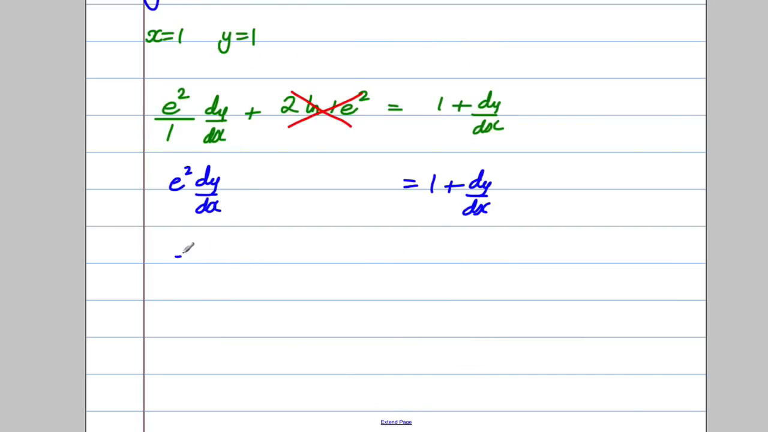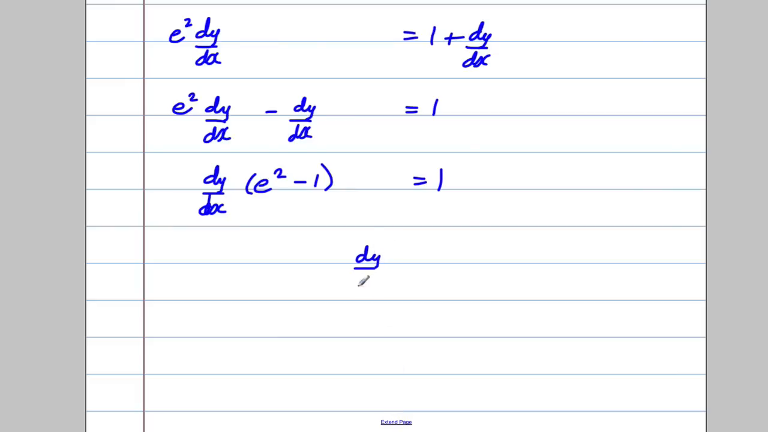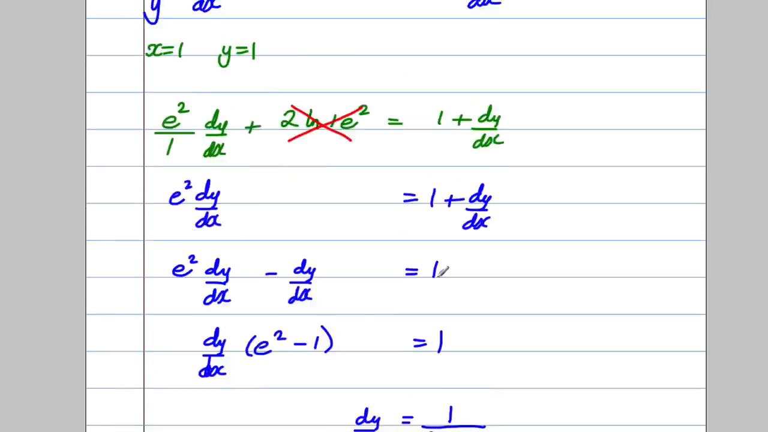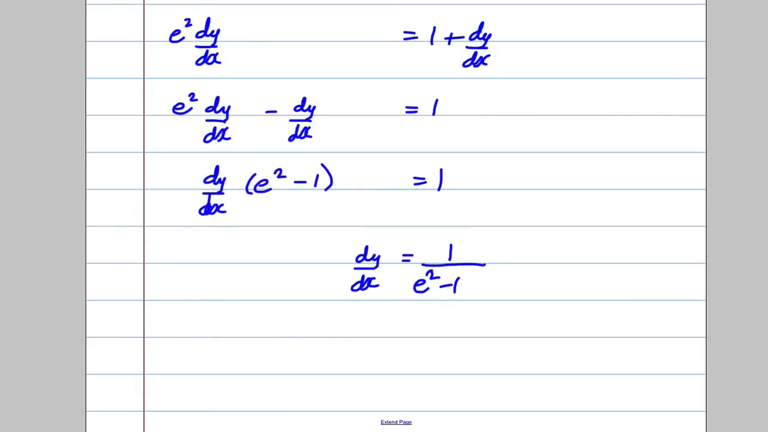Subtracting dy by dx off both sides, we have e squared dy by dx subtract the dy by dx is equal to 1. Factorising, that would be dy by dx multiplied by e squared take away 1 is 1. And therefore dy by dx as the subject, dy by dx would be equal to 1 divided by e squared take away 1. And we have found our dy by dx at x is 1 and y is 1, and we're done.